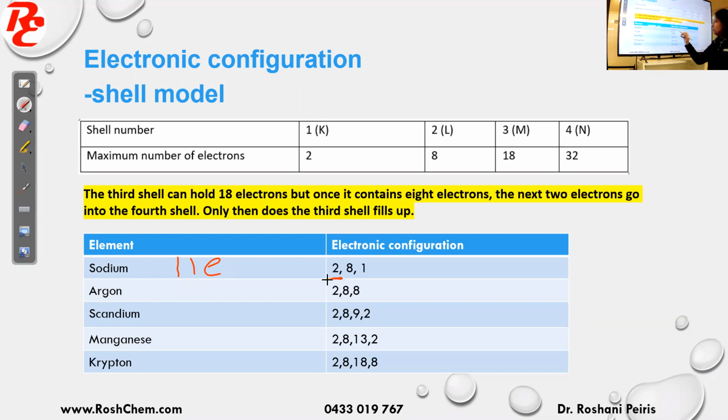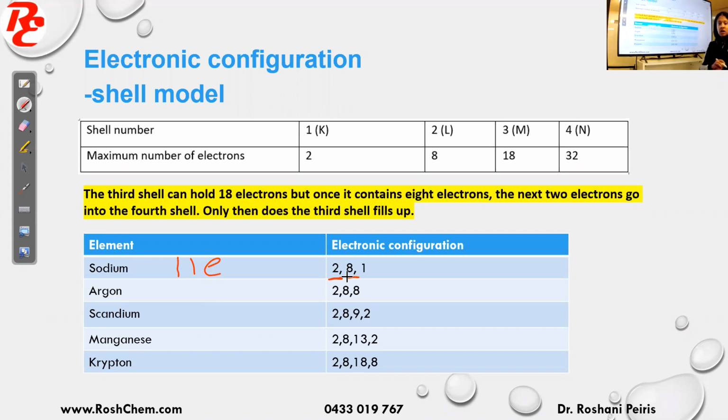So 2 represents the first energy level has 2 electrons. That's the maximum. The second energy level can then hold 8 electrons. That's the maximum for the second energy level. And then the third energy level will only have 1 because you want to make 11 electrons. You have 2 and 8, so that's 10 electrons. The other electron will go to the third energy level.